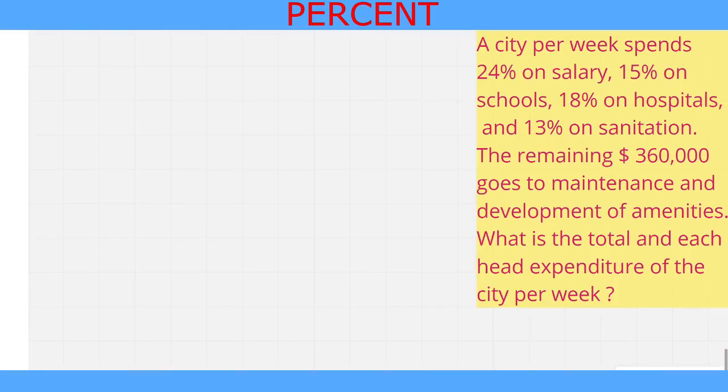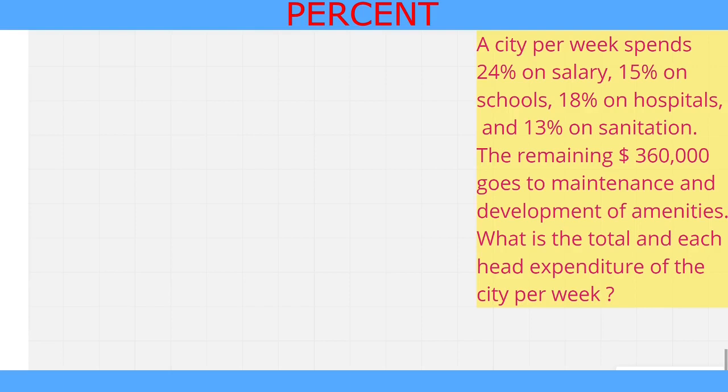Our next question is: a city per week spends 24% on salary, 15% on schools, 18% on hospitals, and 13% on sanitation. The remaining $360,000 goes to maintenance and development of amenities. What is the total and each head expenditure of the city per week? It's very easy question. We have just to give the bifurcation of each expenditure and the total expenditure of the city.